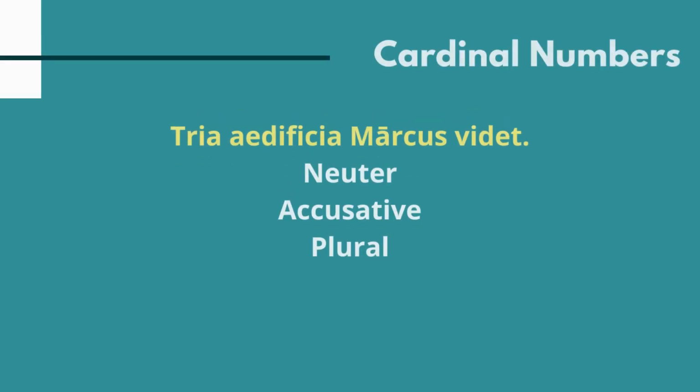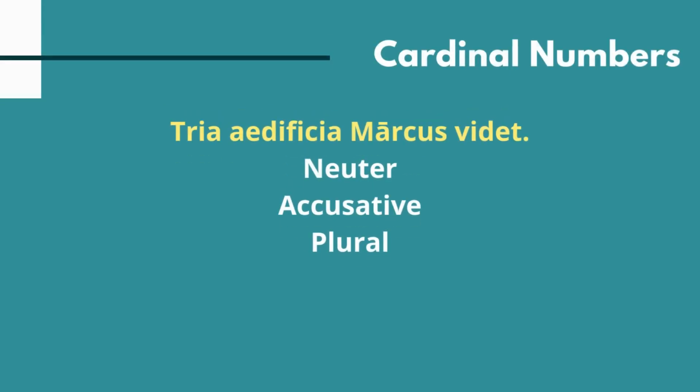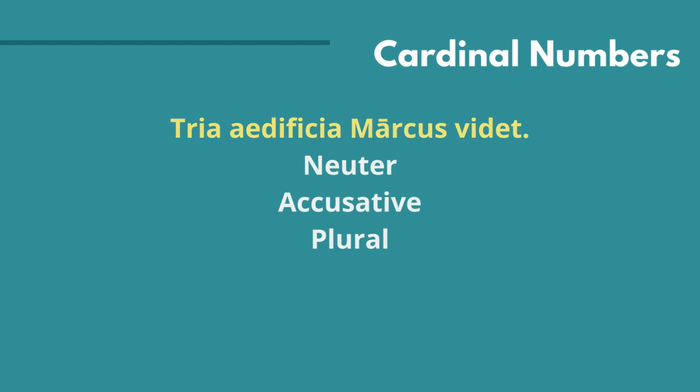Okay. And the same thing would happen with the neuter noun. You could say tria aedificia Marcus videt, right? Marcus sees 3 buildings, tria aedificia. They're both neuter, accusative, plural. So again, the numbers 1, 2, and 3 and 500, don't want to forget that one. But 1, 2, and 3 are really the more common ones you're going to see as you work through Latin. They just have to match in case, number, gender. That's the only thing.